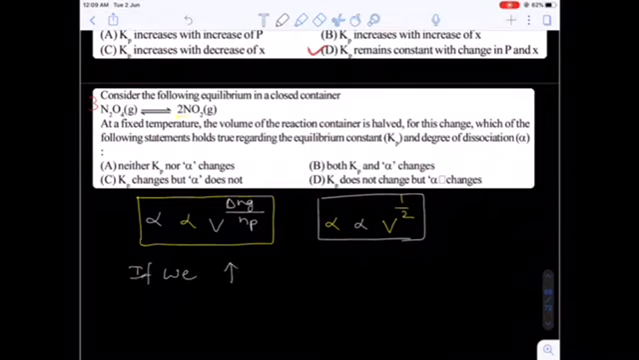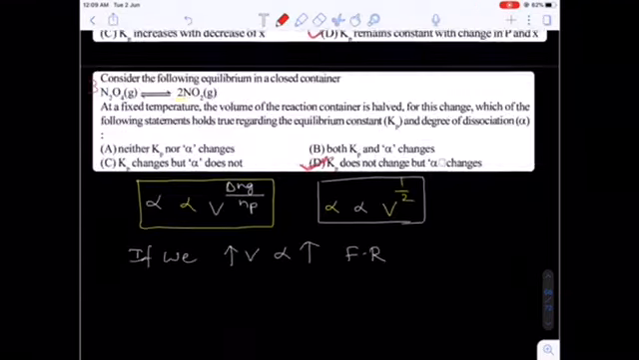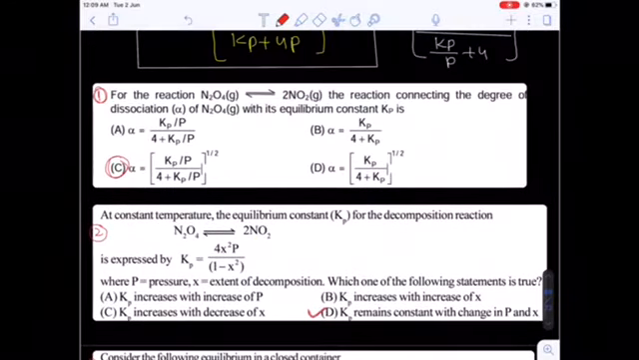Now tell me, if we increase volume, then alpha increases, the system tending to move in the forward direction. So Kp value does not change, but alpha value changes. That is option number 4. That is, D is the correct option.